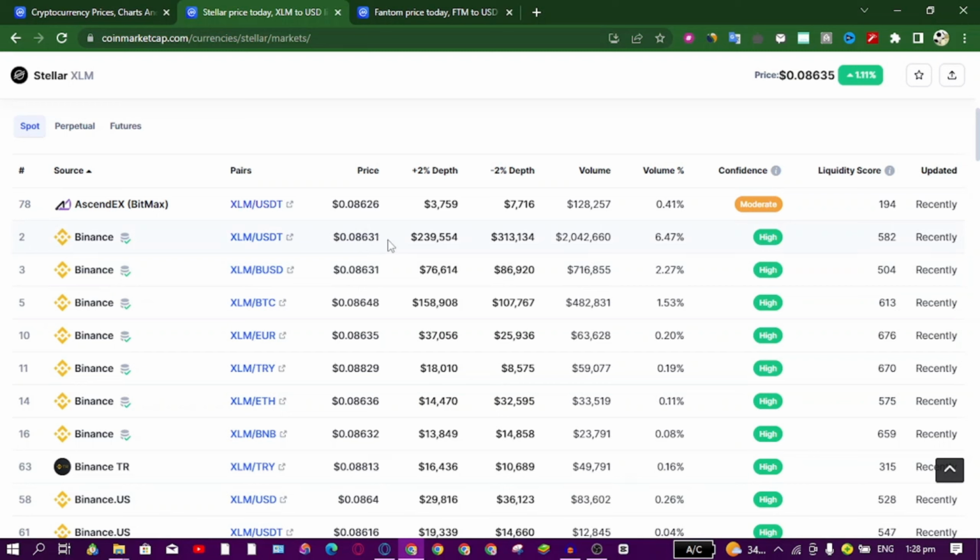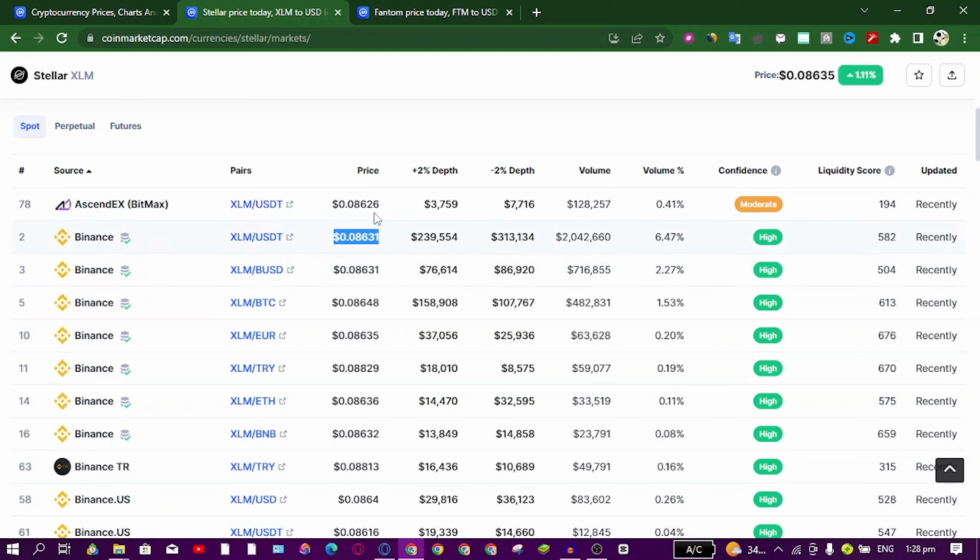by manually analyzing the price by ourselves. You can see XLM USDT 0.08631, 0.0 is the same price. XLM BTC 0.648. You see, now there's a difference between these two. Yes, there's a difference between these two.